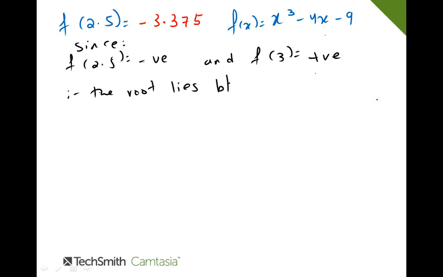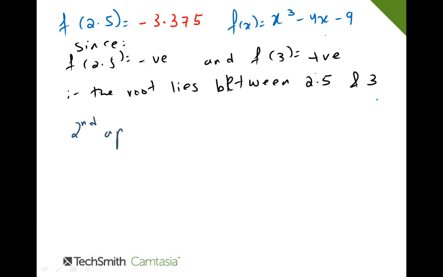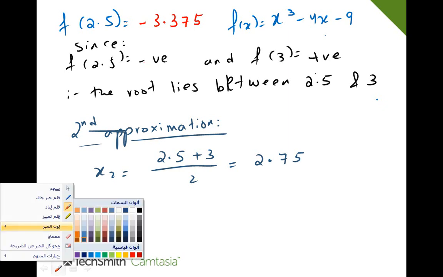between 2.5 and 3. So my second approximation will be the midpoint between those 2 points. That means 2.5 plus 3 over 2. I will call the second approximation x sub 2. So the answer will be 2.75. Now I will calculate f of 2.75.